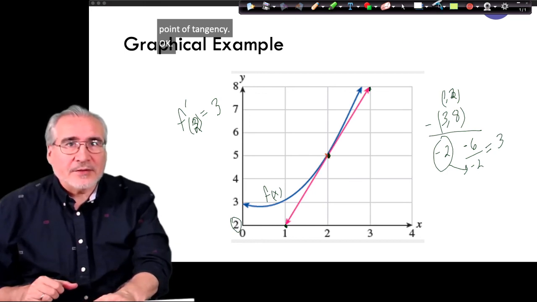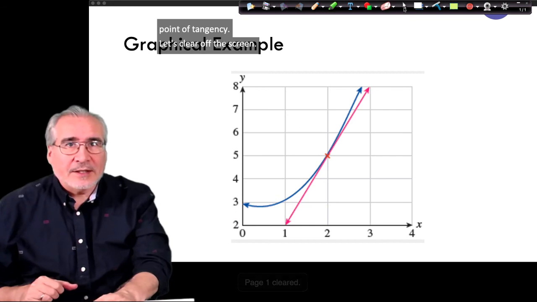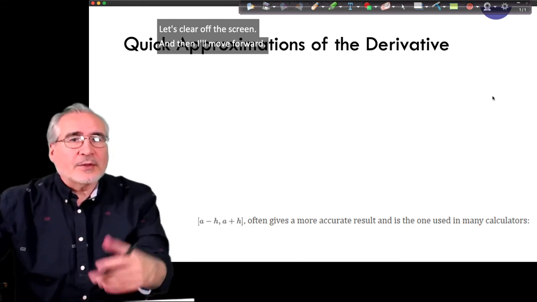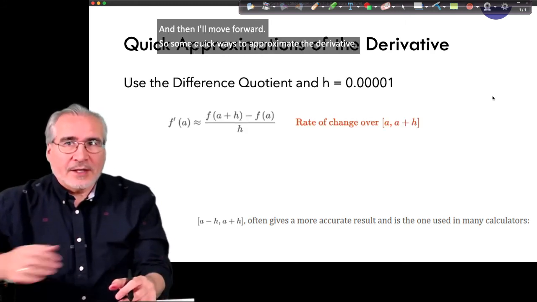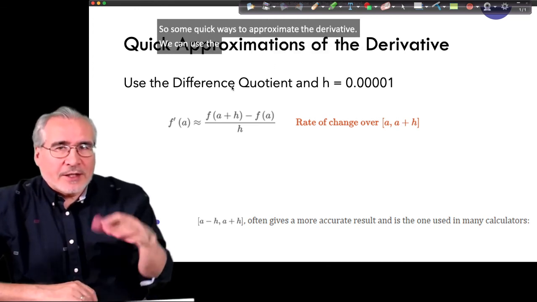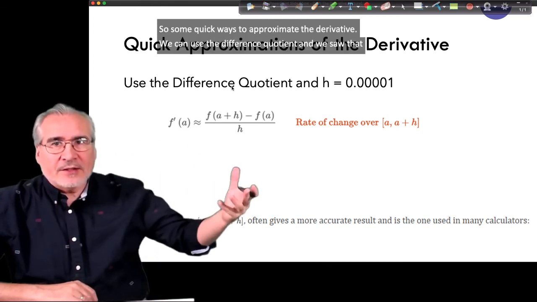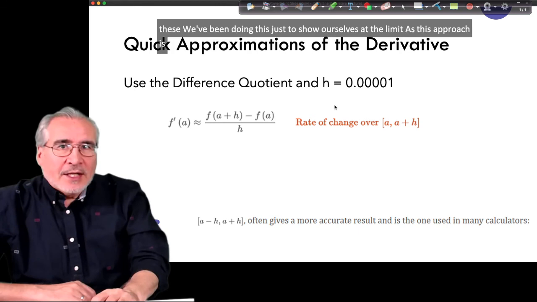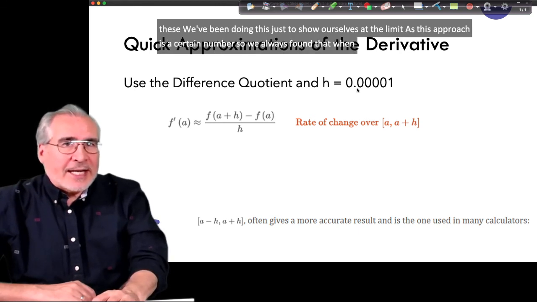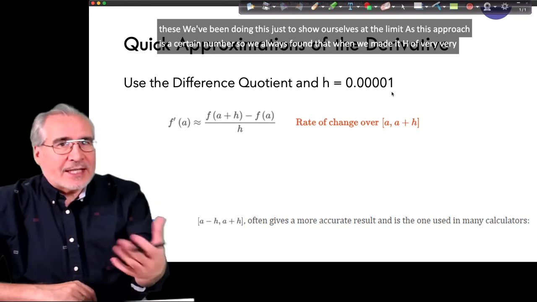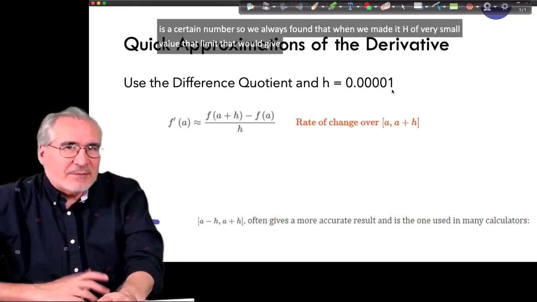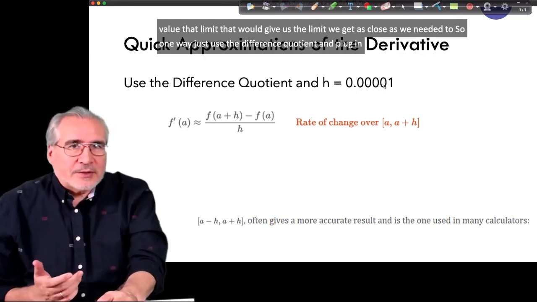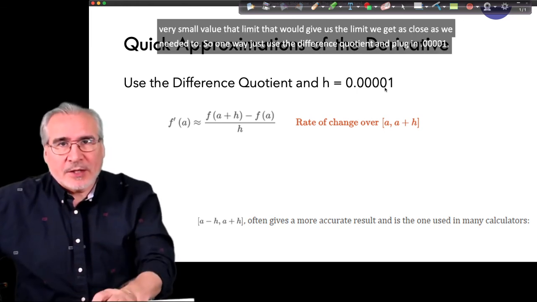Okay. So let's clear off the screen, and then we'll move forward. So some quick ways to approximate the derivative. We can use the difference quotient, and we saw that we calculated several of these. We've been doing this just to show ourselves the limit as this approaches a certain number. So we always found that when we made h a very, very small value, we'd get as close as we needed to. So one way, just use the difference quotient and plug in 0.00001. Okay, that'll give you a quick approximation.